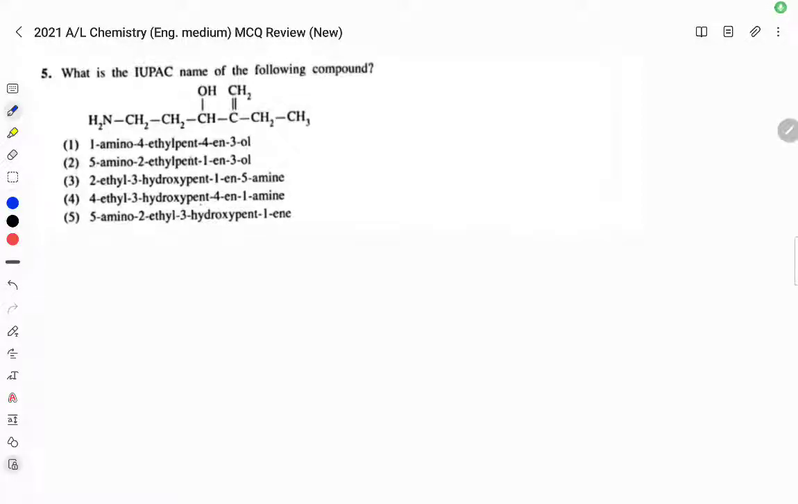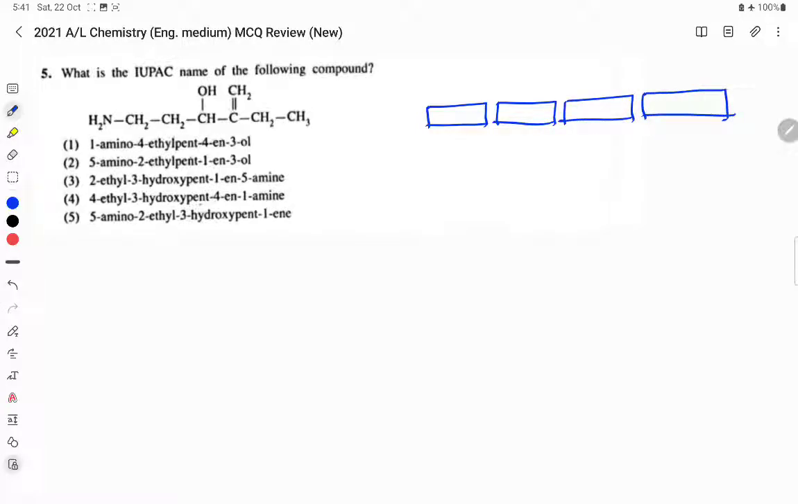Number 5. What is the IUPAC name of the following compound? Now when we consider this compound, any organic compound has 4 parts of the IUPAC name. Let's denote them like this. 4 parts. And it is constructed backwards from the last part to the first part.